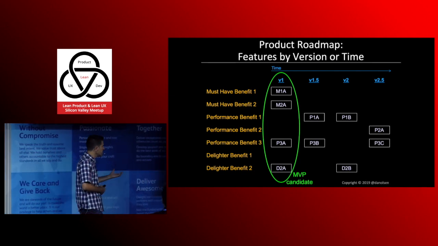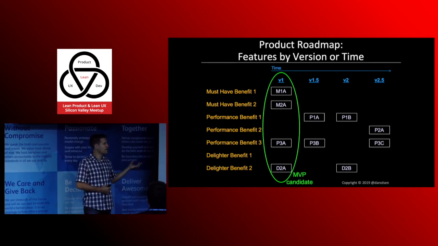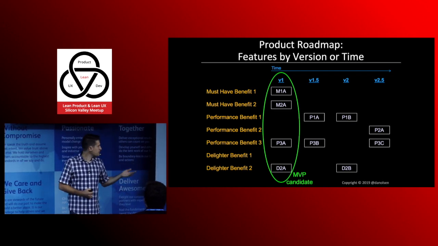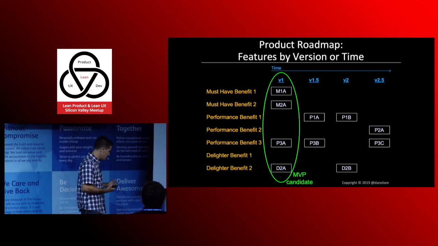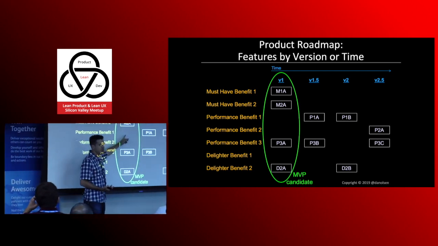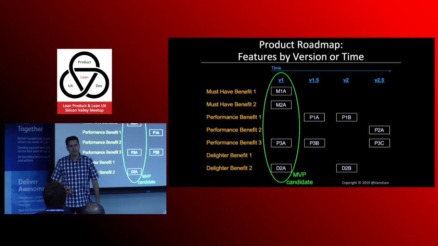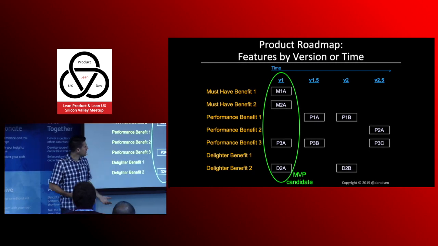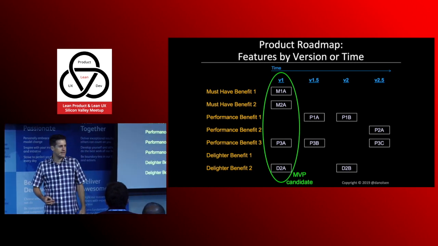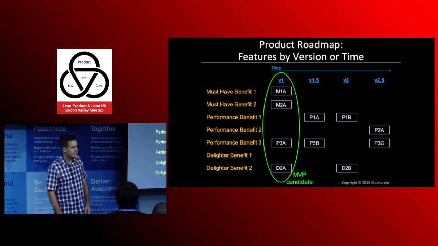Now, this is actually one of the trickiest things to do in product management, because what happens? You, the product manager, say, I think we should go with this. And then some other stakeholder says, are you crazy? You're not going to have any performance benefit one in the MVP? I think our customers are going to be upset if you don't have some performance benefit one there. And then you break down and say, okay, we'll put that one in there.